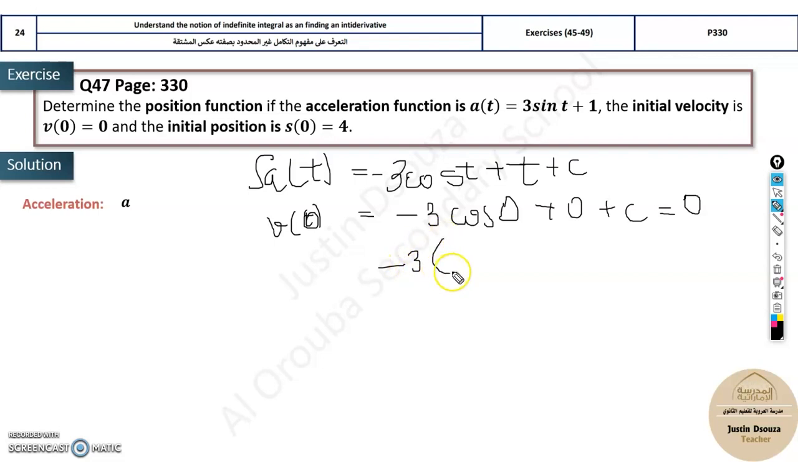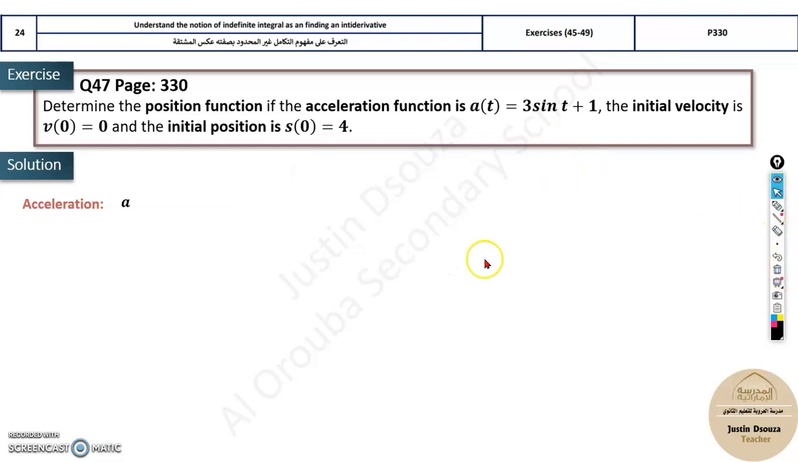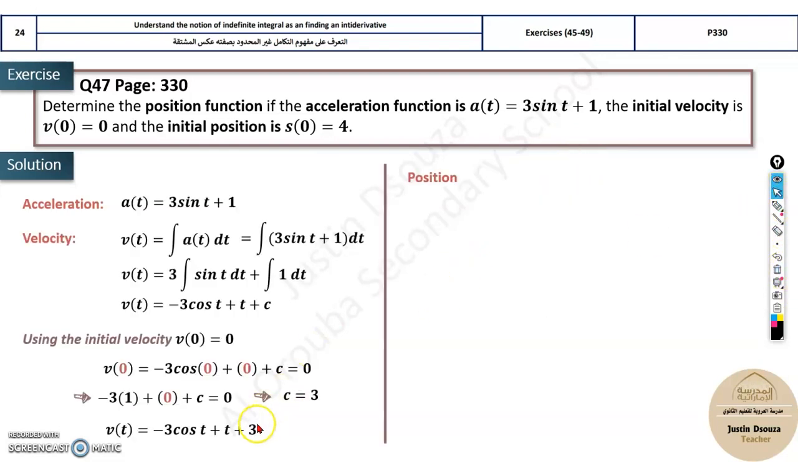So minus 3 into 1 plus c is equal to 0. Take this to the other side, c is equal to plus 3. This is the answer for velocity. Now this is the equation: minus 3 cos t plus 3 is the answer. Let us see the written answer over here. See what happens? Minus 3 cos t plus 3. So this is the velocity.